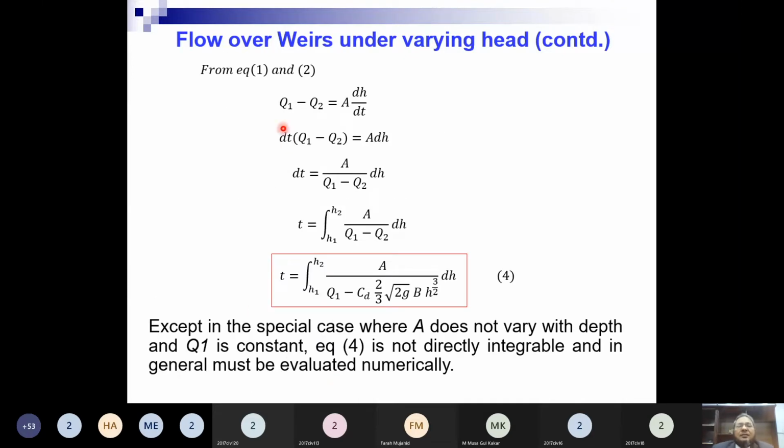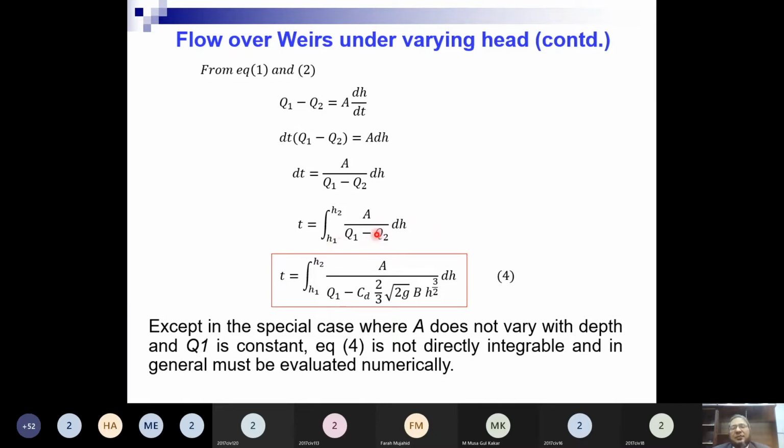And then writing the same equations 1 and 2 and putting in values, you will get this equation for dt. And t, the emptying time for the reservoir up to a certain level from h1 to h2, we can obtain by integrating this expression, q1 minus q2 into dh. And here you see this is the same equation which we derived for the overhead tanks, that the emptying time is the integral from h1 to h2 of area over q1 minus q2 into dh.